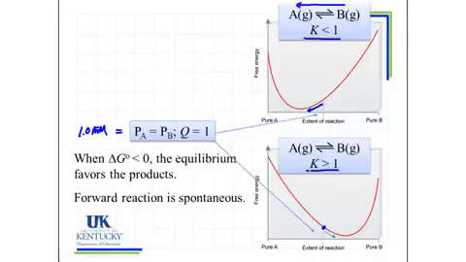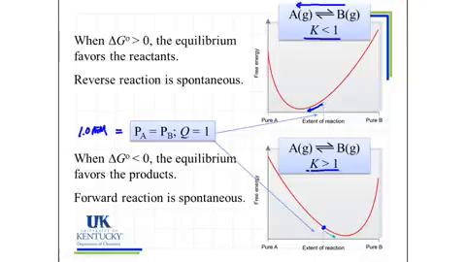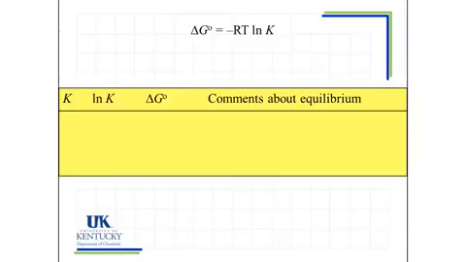So if we start under standard state conditions, the standard delta G would be greater than 0. The equilibrium is going to favor the reactants. It's going to proceed to the left until it gets to the minimum value there, and so the reverse reaction is spontaneous. So we have these connections between the K and the standard delta G. We look at it mathematically with this statement up here.